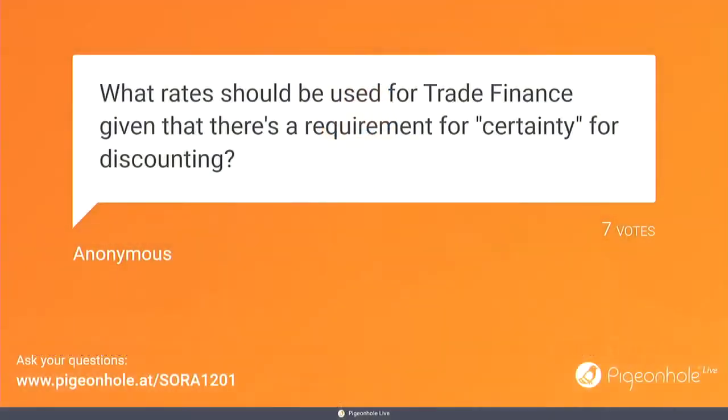We have a question on trade finance. So what rate should be used for trade finance, given that there's a requirement for certainty for discounting? Jonathan, perhaps sticking with you, any comments?